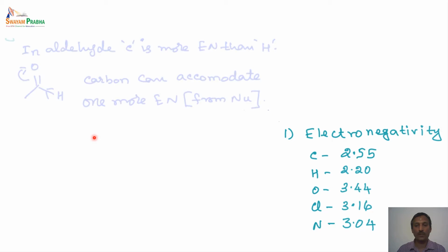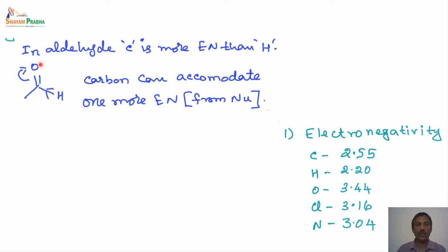So we will start from the electronegativity. In the case of aldehyde, we know carbon is more electronegative than hydrogen. If you look at the hydrogen's electronegativity, it is 2.22, and for carbon it is 2.55. In other words, between carbon and hydrogen, the carbon pulls the electron towards itself more. That means hydrogen pushes its electron towards this carbon.